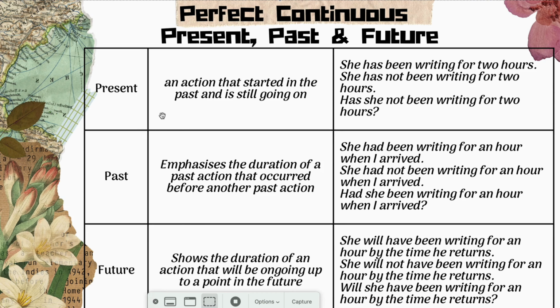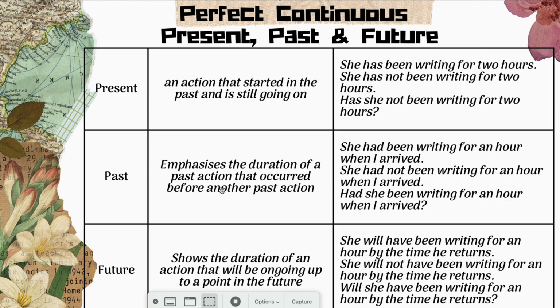Present perfect continuous tense. This tense shows an action that has started in the past and is still going on. She has been writing for 2 hours. She has not been writing for 2 hours. Has she not been writing for 2 hours?